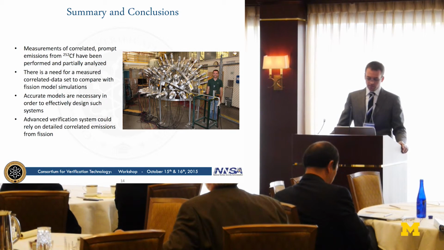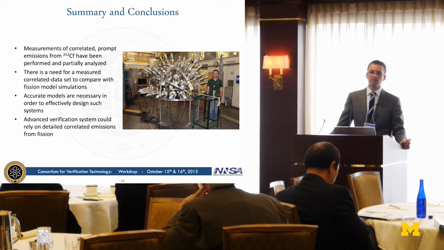So in summary, we've performed measurements of these correlated parameters from prompt neutrons and gamma rays of californium-252, and this has partially been analyzed. There is a need for a correlated data set to compare these event-by-event fission models with measured data to verify these models. And accurate models are necessary for advanced safeguards development, and new advanced verification systems could rely on some of these correlations from fission.